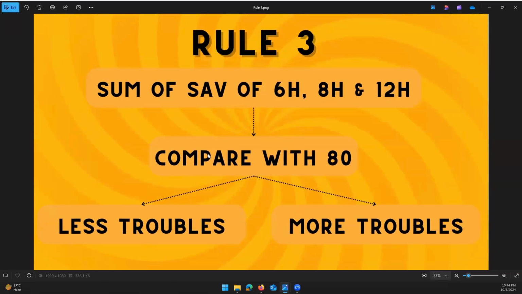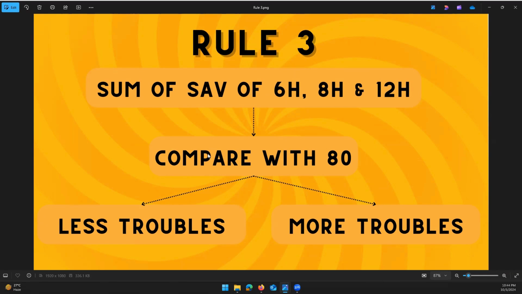Let's go to rule number 3. Rule number 3 says you take the sum of Sarvashtakavarga points in the houses 6, 8 and 12. If the sum total is less than 80, then less troubles. If the sum total is 80 or more, then more troubles in life. This is just on the basis of Sarvashtakavarga points in the 6th house, 8th house and 12th house. All the trik houses, as we know.